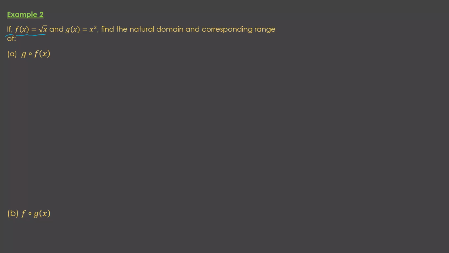If f of x is the square root of x and g of x is x squared, find the natural domain and corresponding range of, first of all, g of f of x. So our x values are going into f first, and that's the square root of x. The output from that will go through g, which is the squared function.